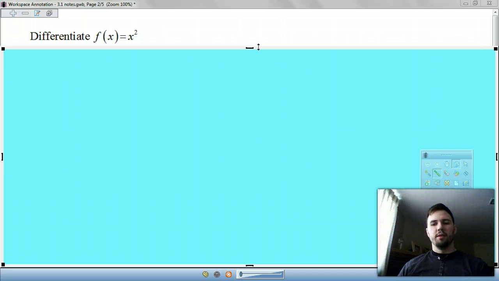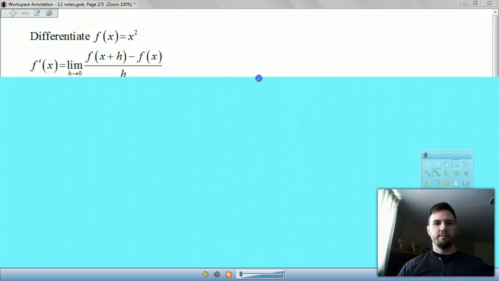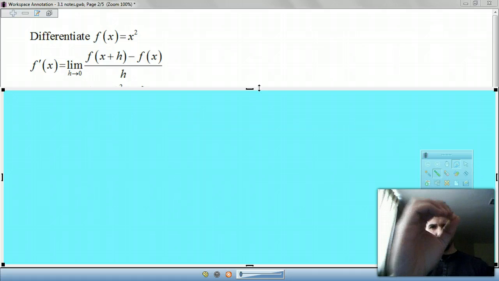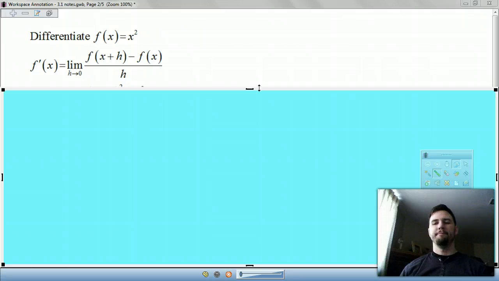So our first step is to look at our equation. Our equation for a derivative is f of x plus h minus f of x all over h, the limit as h goes to 0. Okay? I write this down every time I do a problem.